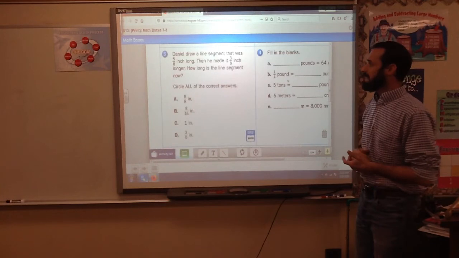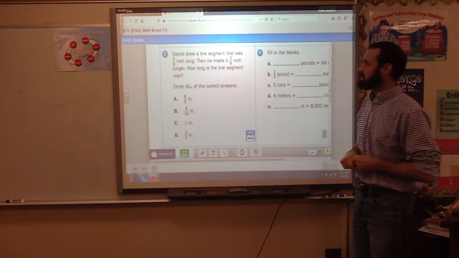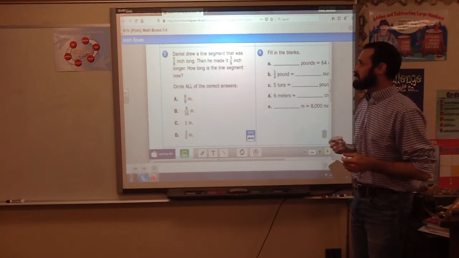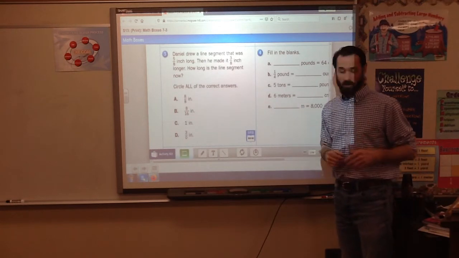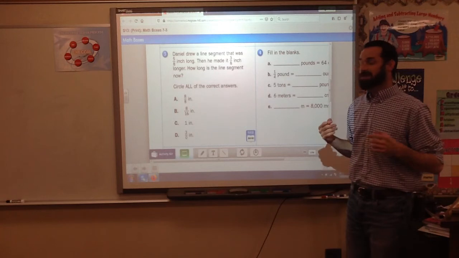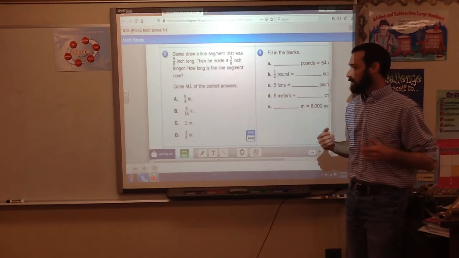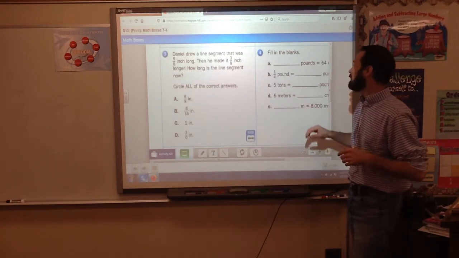Number 3, Daniel drew a line segment that was 5/8 of an inch long. Then he made it 3/8 of an inch longer. How long is the line segment? It says circle all the correct answers. That means there's usually more than one. So look for equivalent things.